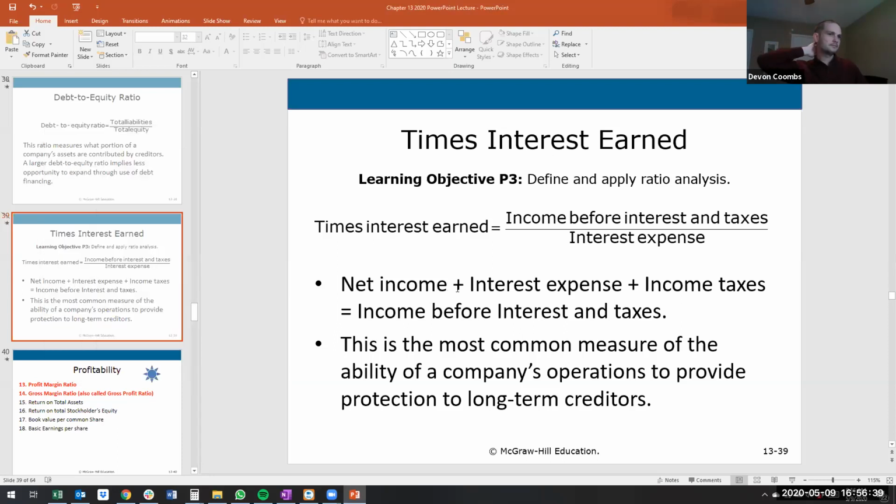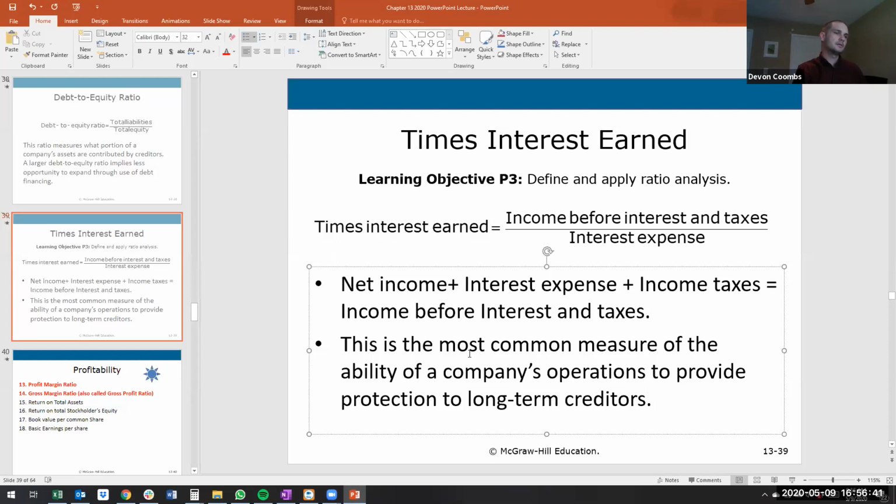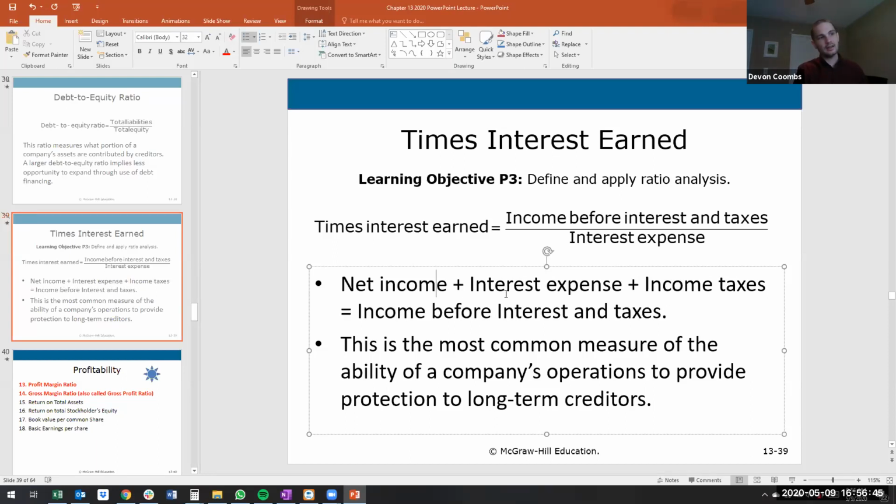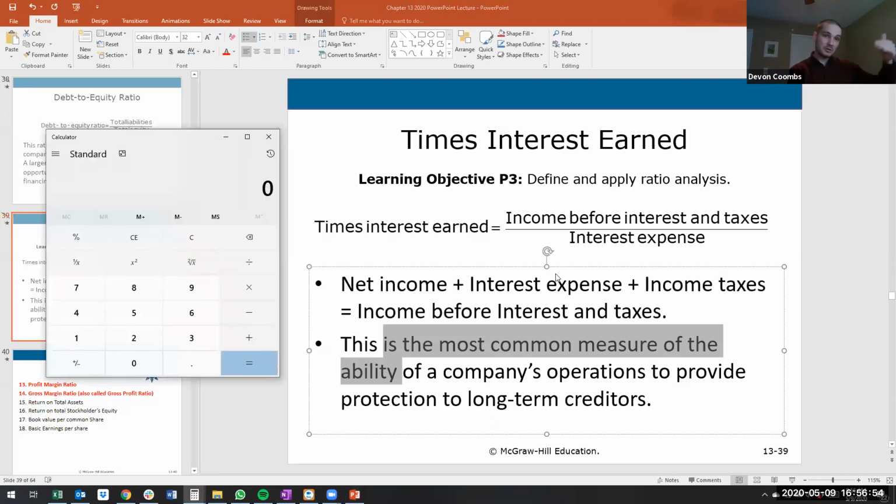Oh yeah, we take our net income and we add back interest expense and income taxes. That's what we're trying to say here. And then, so we're saying total income and then divide it by our interest expense. So how much are we paying as a percent of interest?